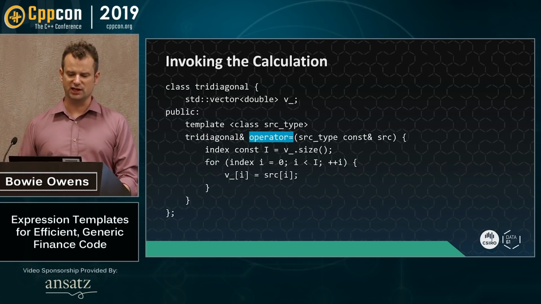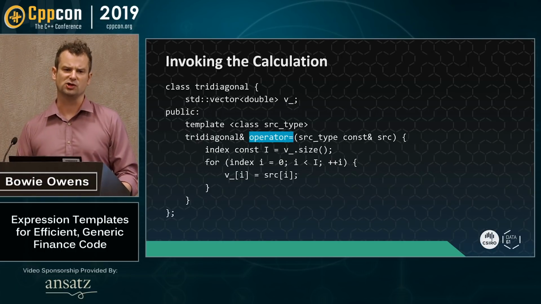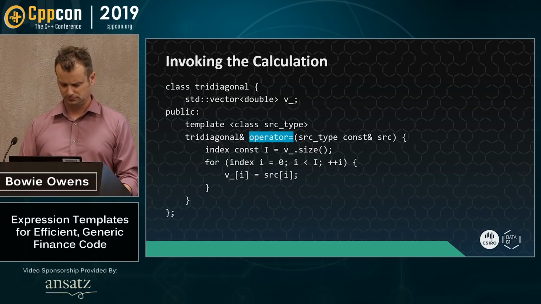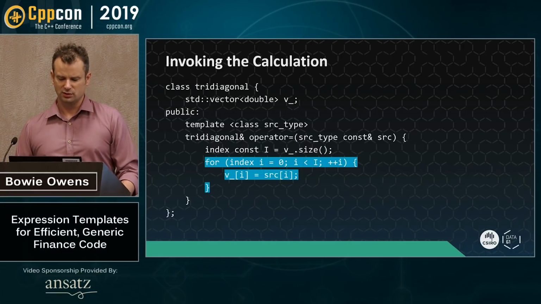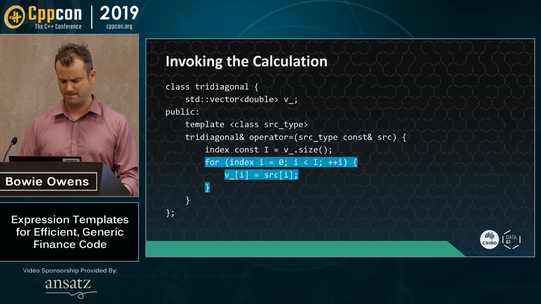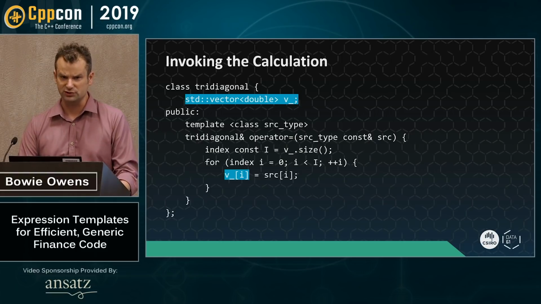We're going to invoke the calculation inside an assignment operator on the destination object. So let's start there. We perform calculations with the code that appears as if we are copying an array. The operator square brackets on v_ provides the place to store the result of the calculation.